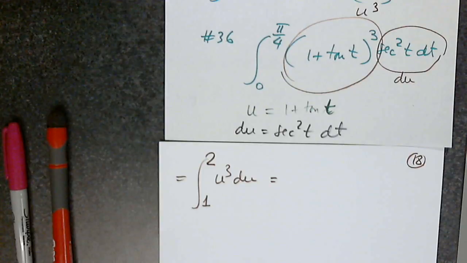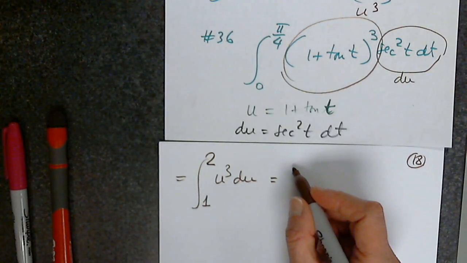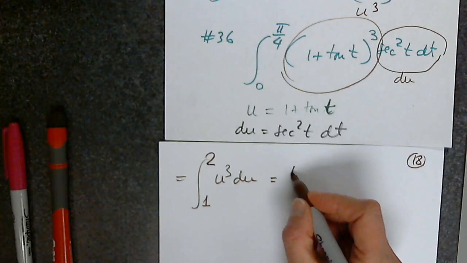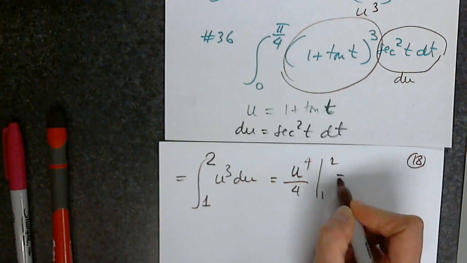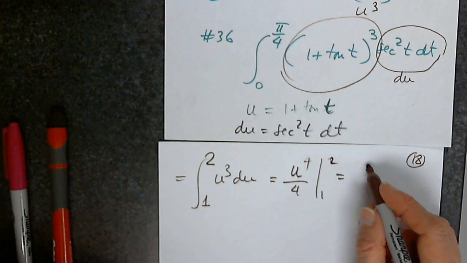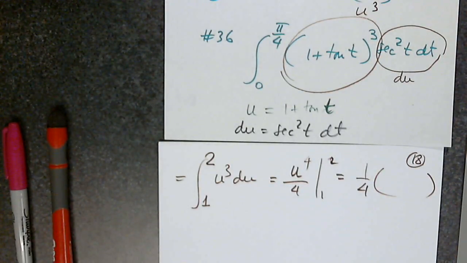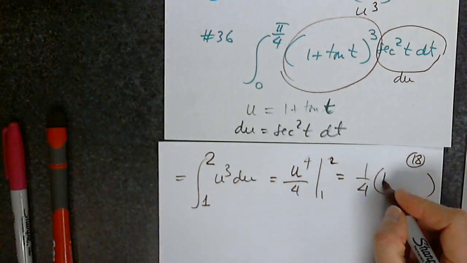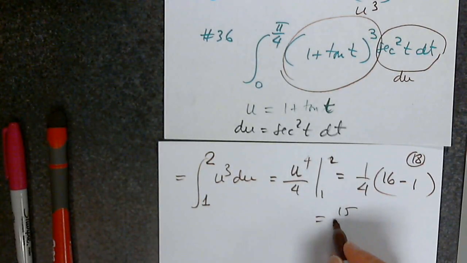The integral of u cubed is u to the 4 over 4, from 1 to 2. Remember, the constant stays outside. Do not mess with the 1/4. You don't need it till the end. When I plug in 2, I get 16. When I plug in 1, I get 1. So this is 15 over 4.